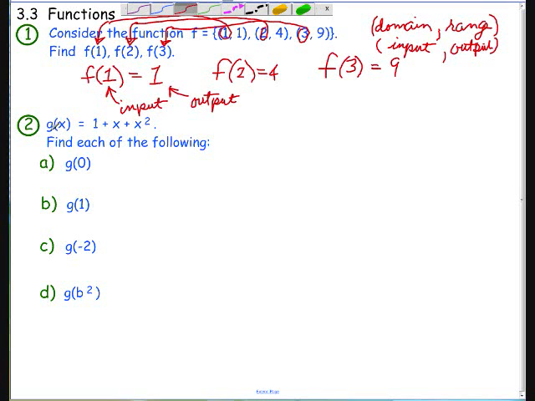All right, we're going to name this function g. And look what it is. It's a quadratic because it has something squared. Find each of the following. All right, my input, every place I have an x, I'm going to put in a 0. We've got 1 plus, there's an x, plus, and there's an x squared.